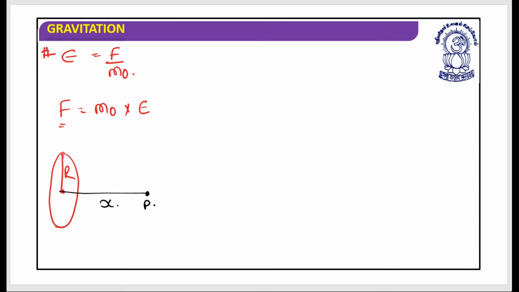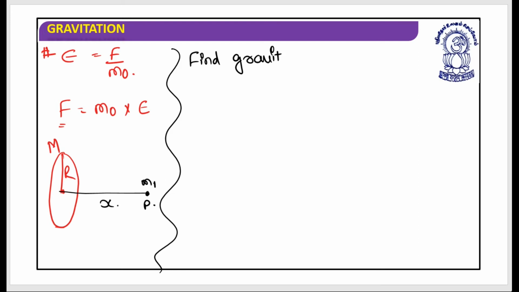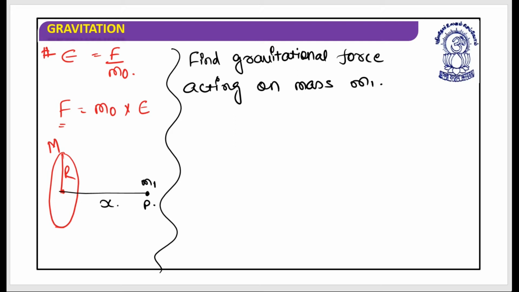This ring has been given a mass m, and this mass, let's call it m1. Suppose someone asks me to find the gravitational force acting on mass m1. So let's suppose this is the requirement. What I am supposed to do is simply F equals m1 multiplied by the gravitational field.